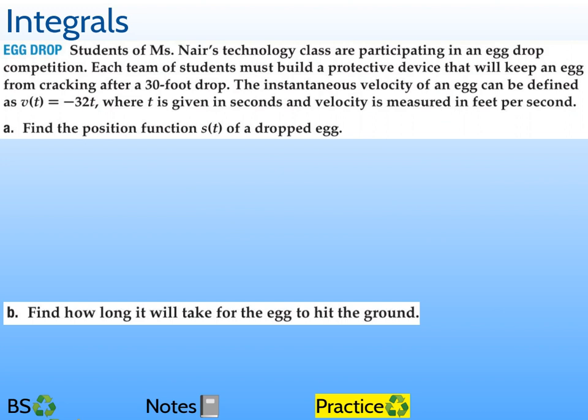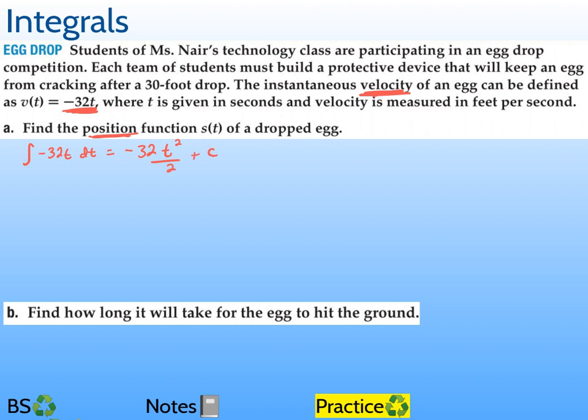This problem includes students dropping an egg from 30 feet. And they know that the instantaneous velocity function is negative 32t, where t is the time in seconds. So, if it's the velocity, we're asked to find the position function. What we need to do is take the integral of the velocity. So we're basically taking the integral of negative 32t with respect to t. That's going to equal the antiderivative, which we have negative 32, then we have t squared, we raise the power, divide by 2, plus c.